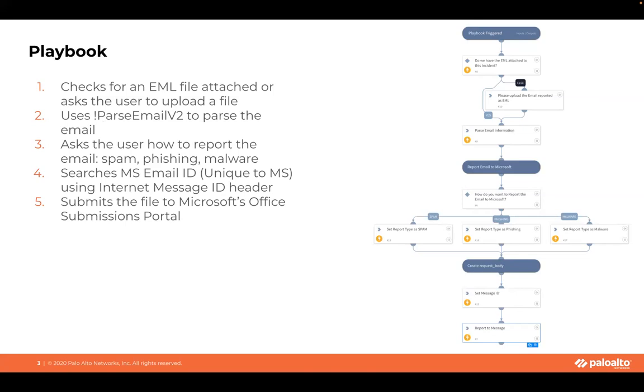Then we'll ask the user if he or she wants to report the email as spam, phishing, or malware. The next step is to search for the unique ID that Microsoft creates on each mail that they receive, so we can use that to do the submission. And finally, we're going to submit the file to the Microsoft Office Submissions Portal.